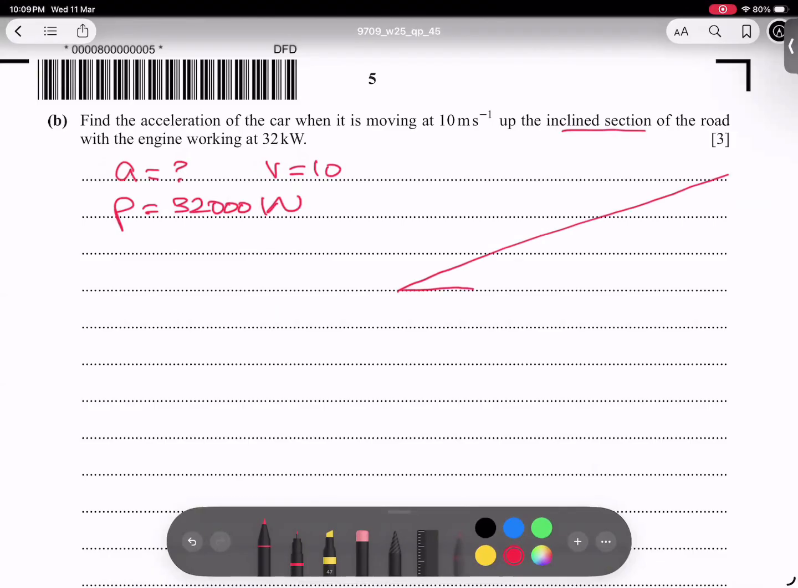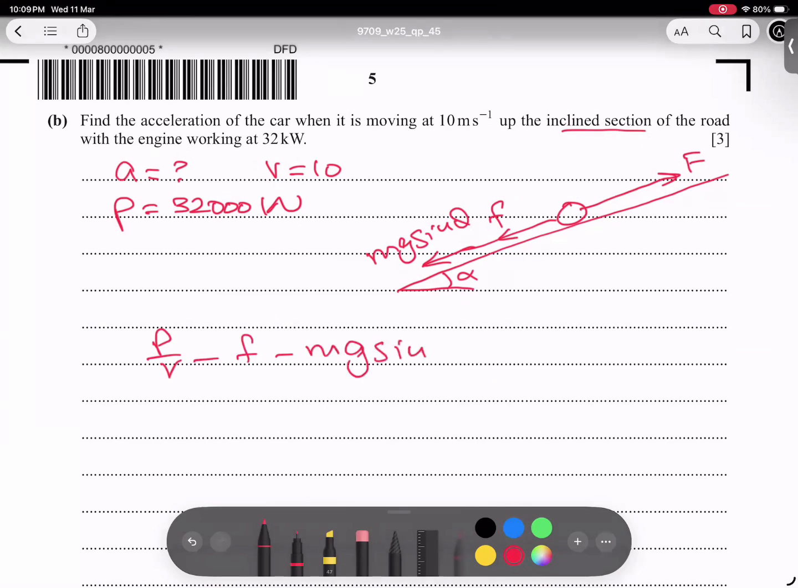Okay, and we have the same situation, students. So this alpha is the same, and the particle is now moving with a force, and backward is the friction force, and that is mg sine theta. Because the system is not changed, the condition remains the same. So power by V minus friction force minus mg sine theta is equal to ma. Power is given as 32,000, divided by 10, the speed given.